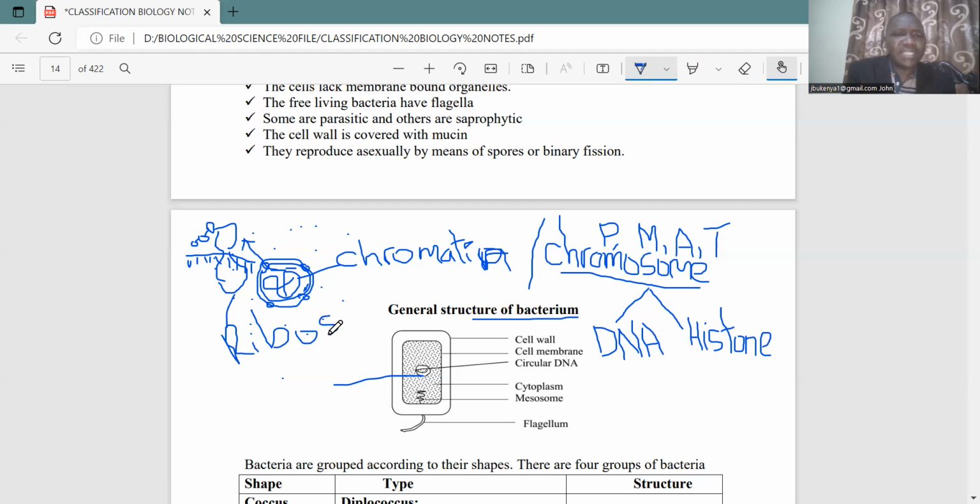Ribosome, where protein synthesis takes place. So we are saying the ribosome is only helping to attach the messenger RNA and to form a polypeptide chain that will form a primary protein, secondary protein, tertiary protein, and quaternary protein. All proteins that your body needs will be formed by this process.